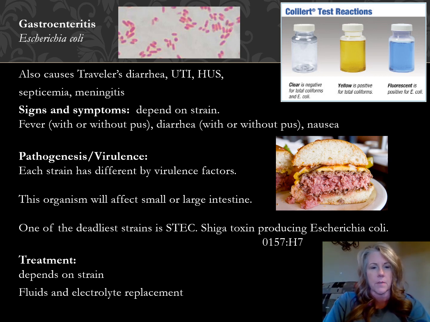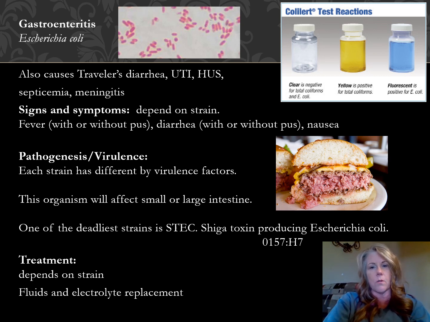So signs and symptoms really depend on the strain. Now, here's the thing with E. coli. E. coli is a gram-negative rod, and E. coli is a normal inhabitant of the mammalian gut, of the mammalian large intestine. So we have a lot of E. coli. Mammals have a lot of E. coli in their large intestine. Now, when it's in our large intestine, it makes up part of our microbiome. And we've talked about our microbiome before, some advantages that we have, disadvantages of it.